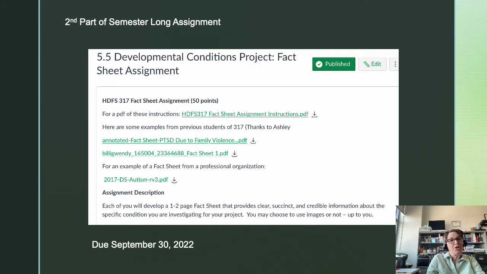So, as I mentioned, your first written assignment, which is worth about 50 points, I believe, is the fact sheet assignment. And the full details for this are listed in Canvas. We'll also always try to provide you with some examples.